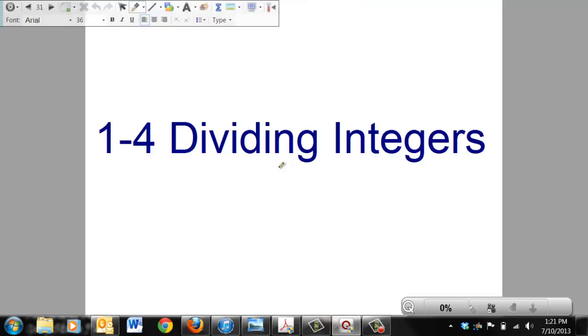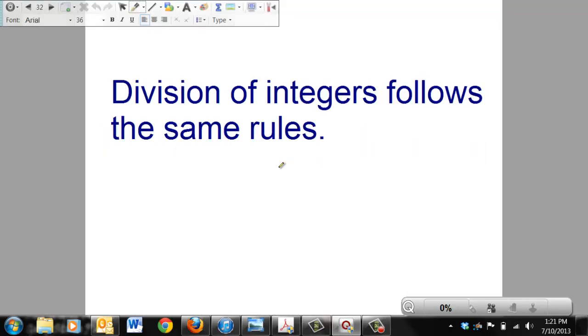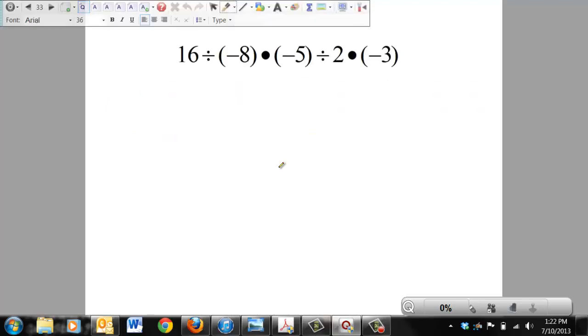1.4 is dividing integers. Really hard lesson. Are you ready? It works just like the multiplication of integers. Division of integers follows the same rules. So you could say that the negative divided by a negative would be a positive. Now with that in mind, take and pause the recording and work this lovely little problem.